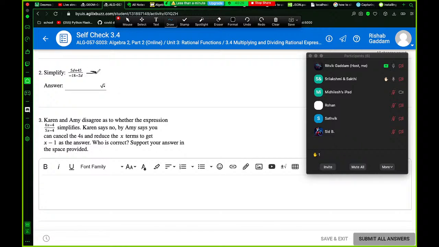So 5d plus 45, right? Yeah. So 5d plus 45 divided by negative 18 minus 2d. So you want me to simplify that? Yes. Okay.